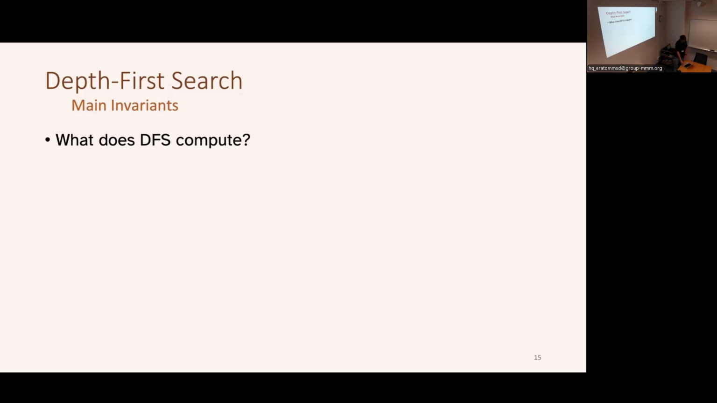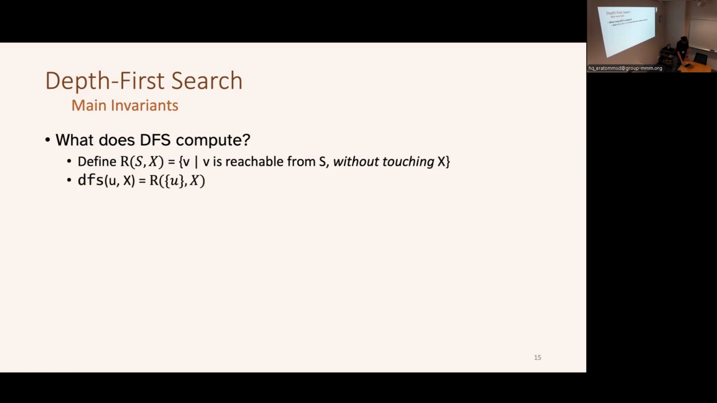And the main answer to this question is to know this. For answering this question, we need an auxiliary definition, which is shown in the slide with this predicate r(s, x). S stands for source and X is for do not touch. So this is the set of vertices reachable from S which do not touch X. And once we have this definition, we are ready to show the invariant for DFS.